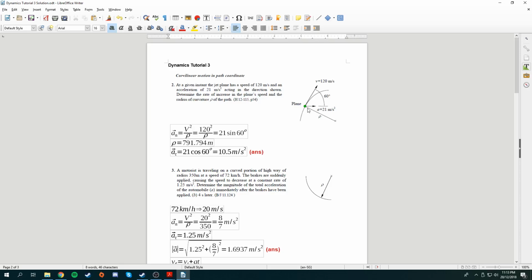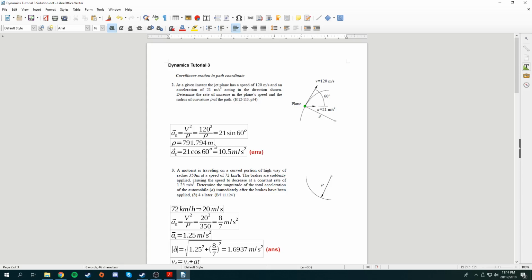Okay, so we are just trying to find rho, and this is relatively simple because we can relate velocity with rho through the centripetal acceleration. So we will write the equation for centripetal acceleration, which is v squared over rho. We know v is 120, squared, over rho. We don't know what rho is, but we know the centripetal acceleration, which is just 21 sine 60, which is over here. So very easily you can find rho.